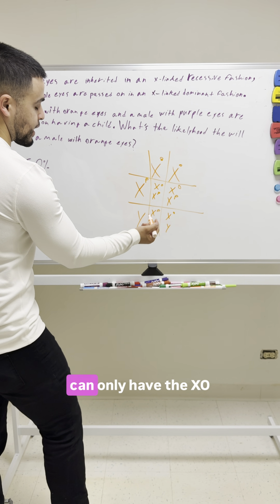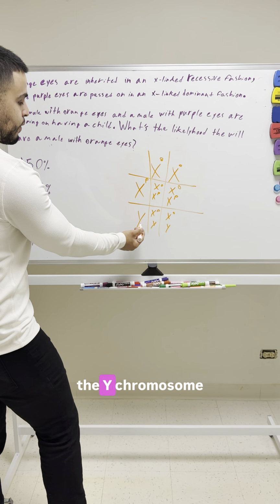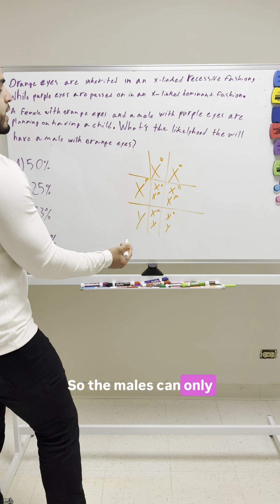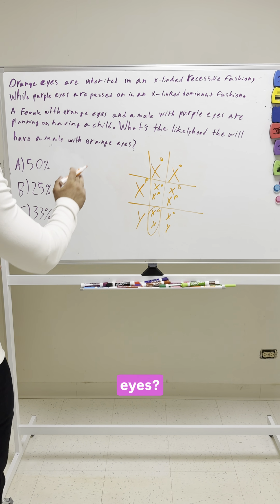So we can see that the male offspring over here can only have the X^o allele because they're getting it from their mother, and the Y chromosome doesn't have anything to do with this gene. So the males can only have orange eyes. So what is the likelihood that they'll have a male with orange eyes? Don't be tempted to put 100%.